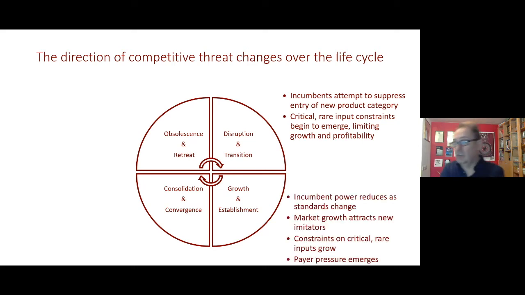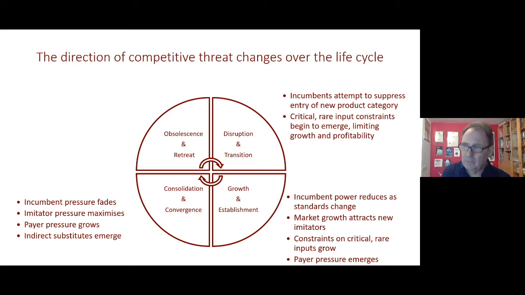At the second phase, growth establishment, the incumbent technology is lessening, but the market growth encourages new entrants with imitators. At the same time, growth makes those critical inputs even more difficult to obtain, because there are more people wanting them. And towards the end of this stage, the payers start to take an interest in driving down the cost of the new technology, because it's becoming dominant. All 3 of those forces, again, are strategic competitors, even though you don't think of them as that, because they limit your ROI, and therefore it would be a strategic mistake to ignore them.